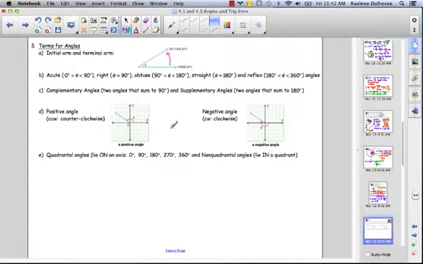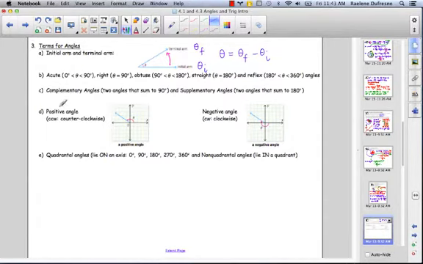Different terms for angles. If we want to measure an angle, it begins at an initial arm and is measured towards the terminal arm. So this is like a theta initial, and this is a theta final. And theta is the difference between theta final minus theta initial. It's like a delta theta, really. An acute angle is between 0 and 90 degrees. A right angle is equal to 90 degrees. Obtuse is between 90 and 180. A straight angle equals 180 degrees. And a reflex angle is more than 180 but less than 360. Complementary angles are two angles that sum to 90 degrees, and supplementary angles are two angles that sum to 180.